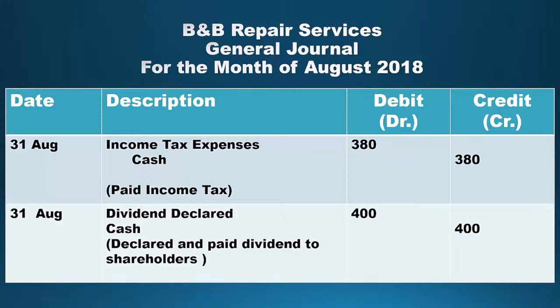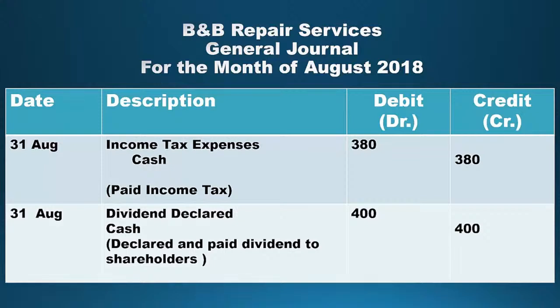Step 3. How do we record it? To record this, we debit income tax expense for $380 to reflect the tax cost. Credit cash for $380 to show the payment. The narrative for this entry is: paid income taxes for the month.